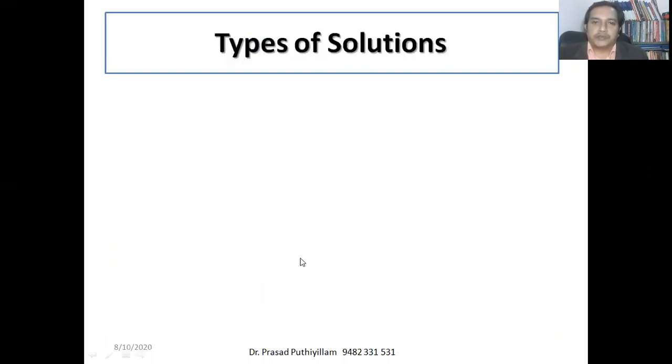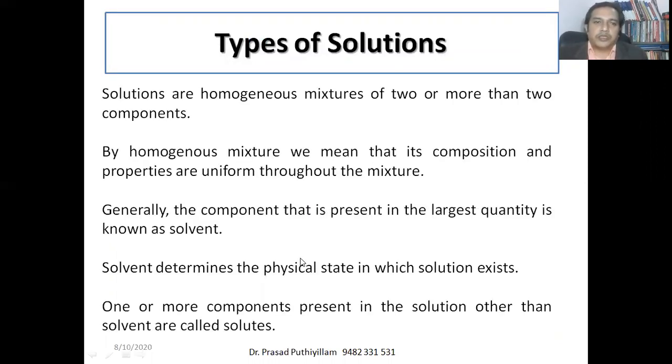Type of solutions. Here we'll mainly discuss homogeneous mixtures. We know there are two types of mixtures, homogeneous as well as heterogeneous. So here we'll be discussing mainly homogeneous mixtures. A homogeneous mixture means one in which the composition and the properties are uniform throughout the mixture.